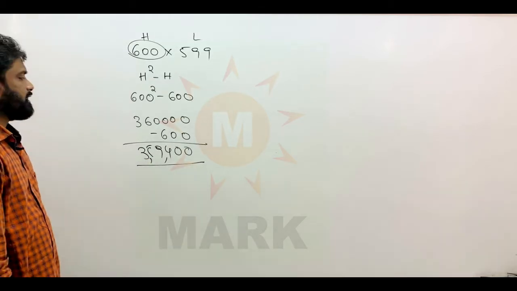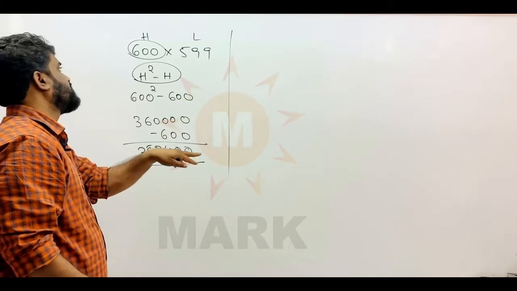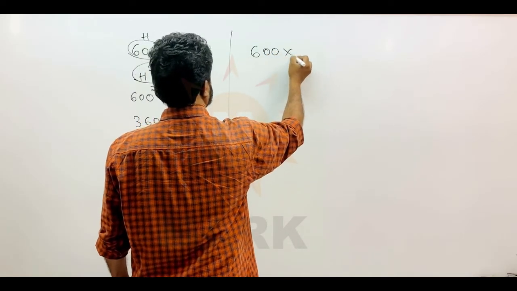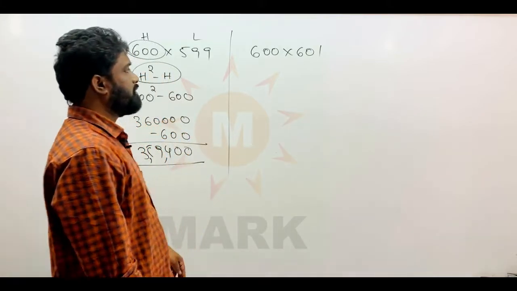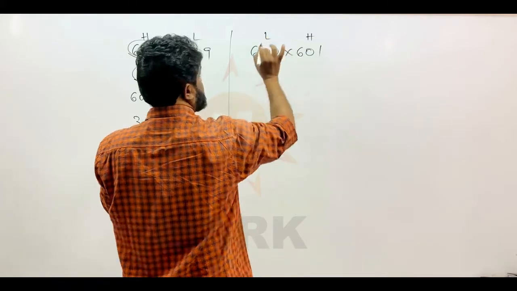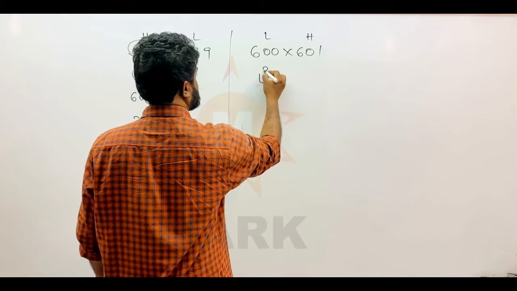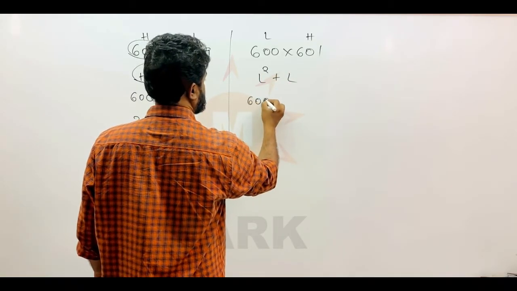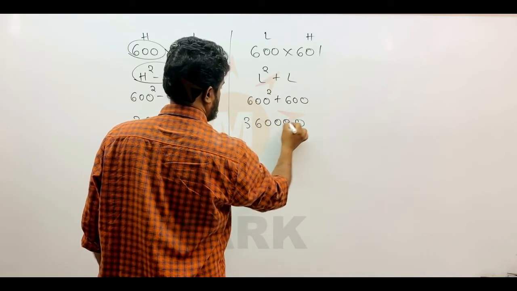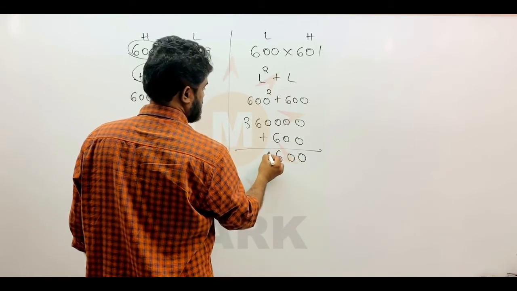Here this is how we use it. Here I used highest number square minus highest number. Suppose the same question is given something like this: 600 into 601. Here 601 is the highest number and 600 is the lowest number. So here we will take the lowest number technique, that means least number square plus least number, that means 600 square plus 600 I will take. So 36 with 4 zeros, plus 600. So what will be the answer? The answer is something like this.